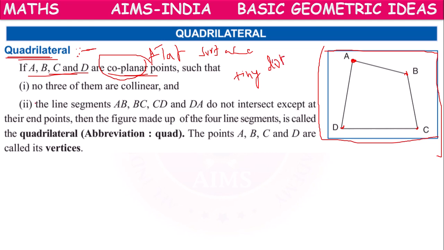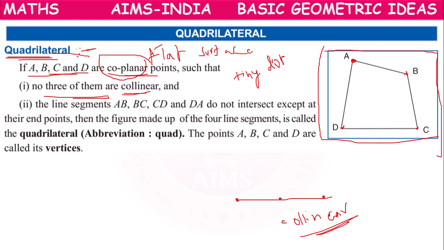Such that no three of them are collinear. No three of them are collinear means three points should not lie on a single line. If they lie on a single line, they are called collinear, meaning lying on the same line.